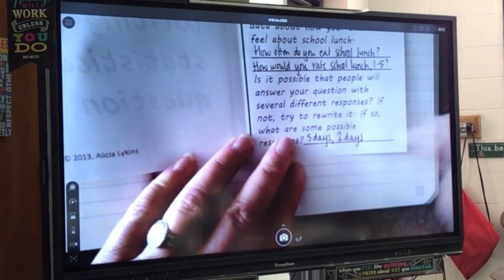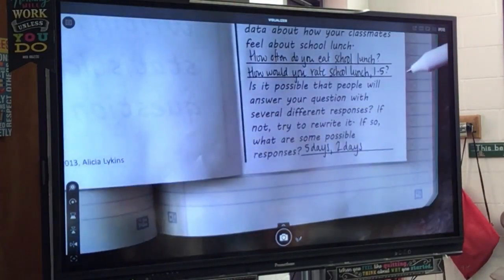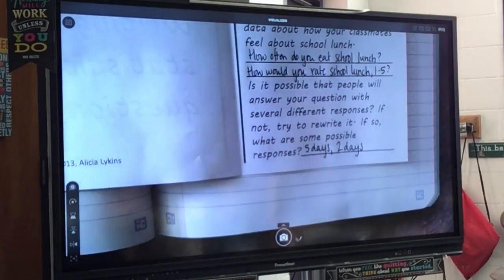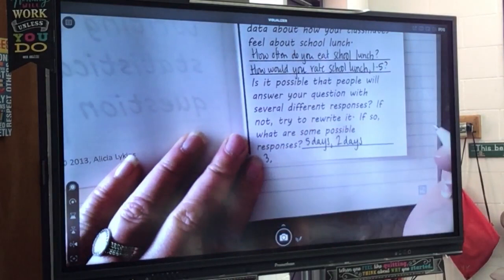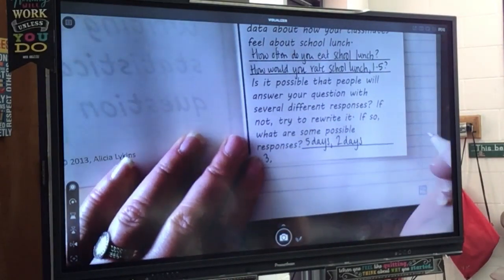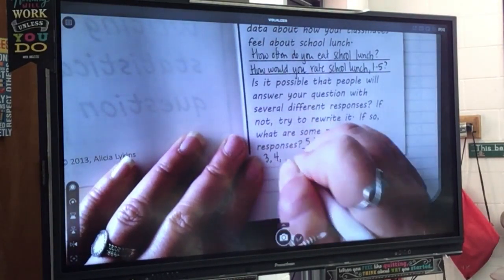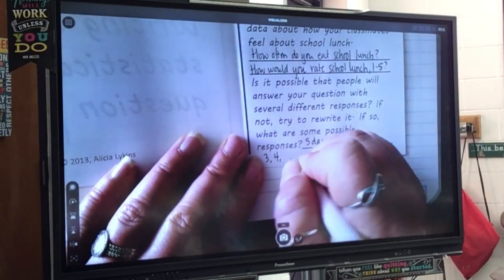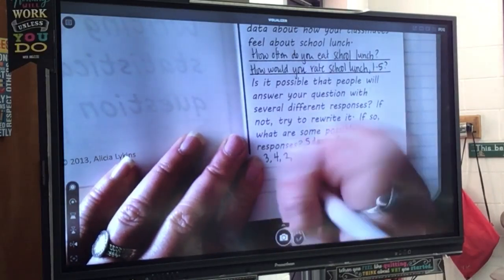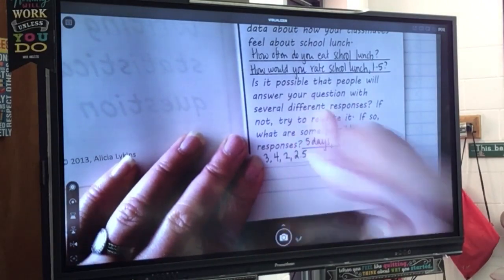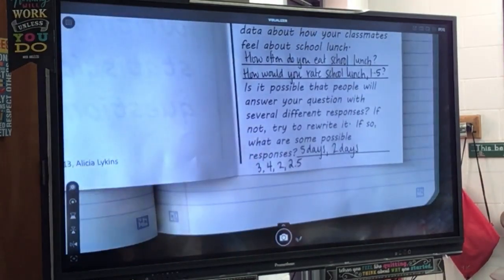All right. What about the second question we put up here? How would you rate school lunch 1 to 5? Lily? Like a 3. What would be another rating? Gemma? 4. What would be another one? Ronnie? 2. Troy? 2.5. All right, so again, collecting numbers.